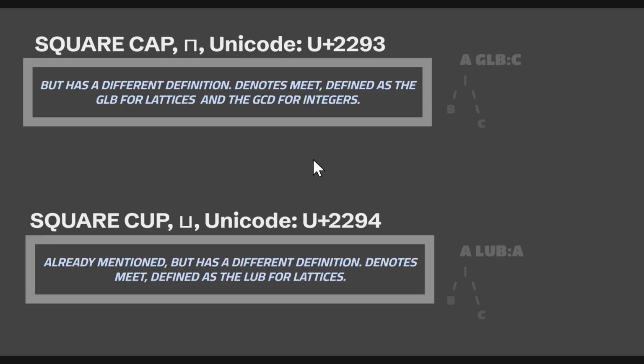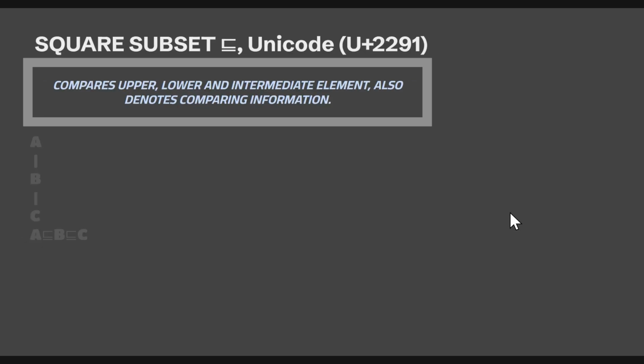Square cap denotes defined as a GLB for letters and GCD for integers, where GLB denotes greatest lower bound. For example, C is the greatest lower bound. Square cup denotes the opposite of square cap. It denotes an LUB, or least upper bound, and A is the current upper bound because it is at the top. Square subset compares upper, lower, and intermediate elements, also denotes comparing information.